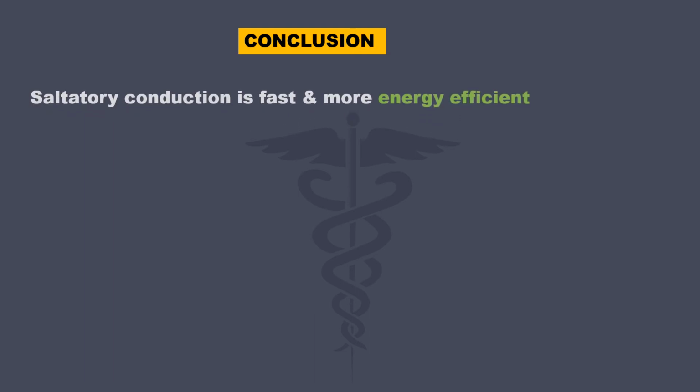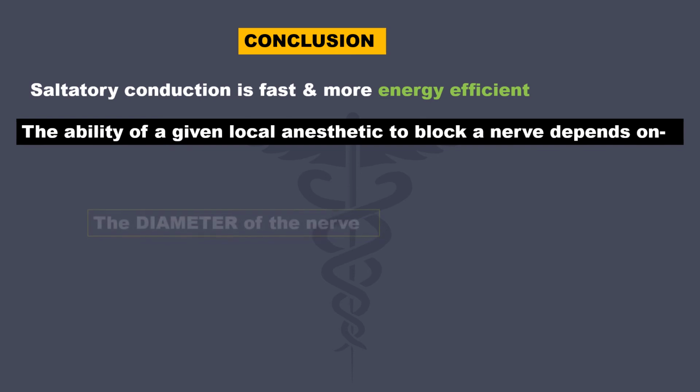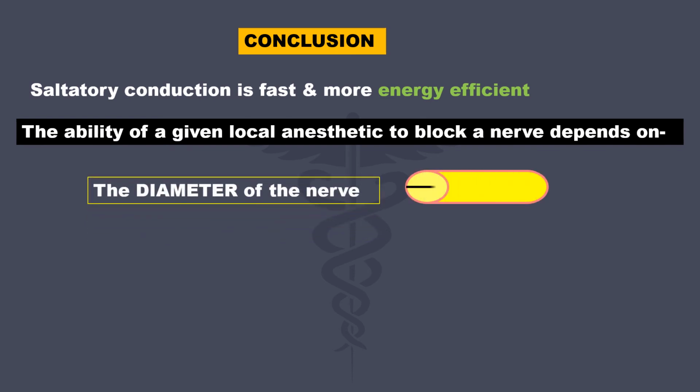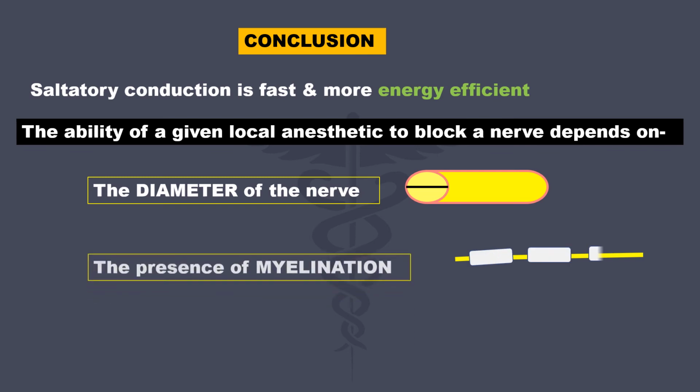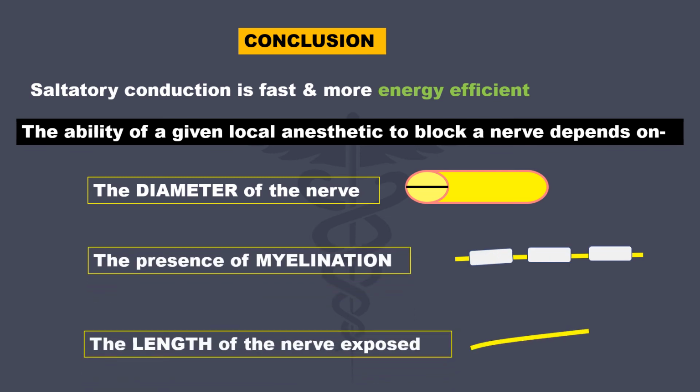Conclusion is that saltatory conduction is fast and more energy efficient. The ability of a given local anesthetic to block a nerve depends on the diameter of the nerve, the presence of myelination, and the length of nerve exposed.